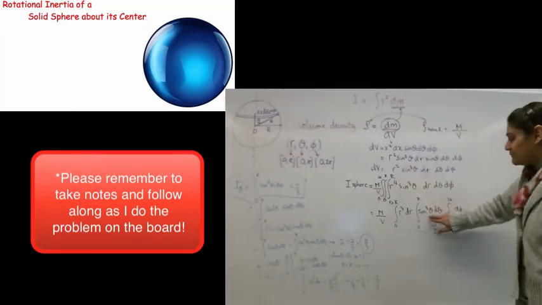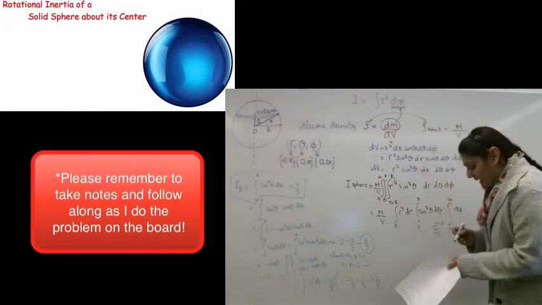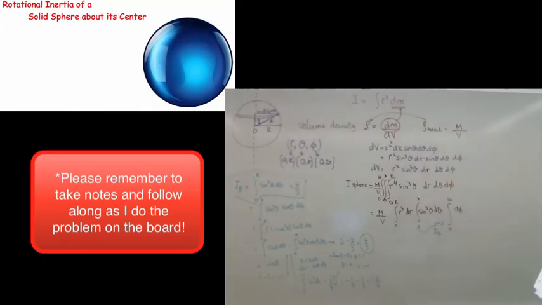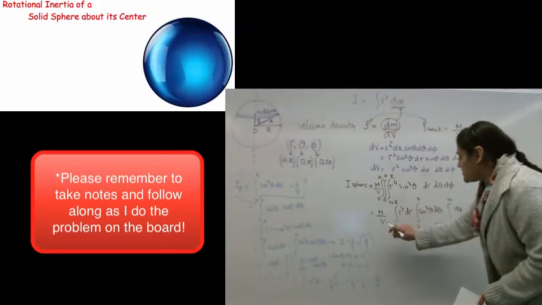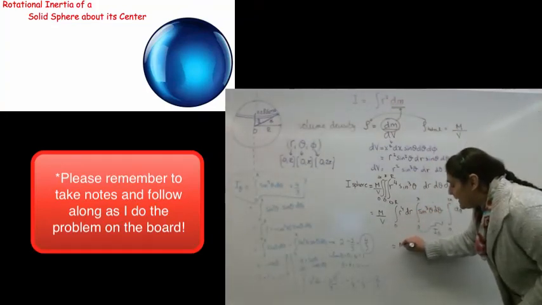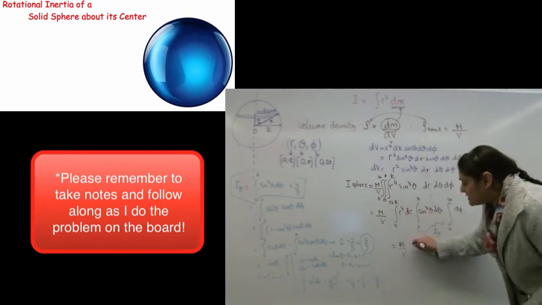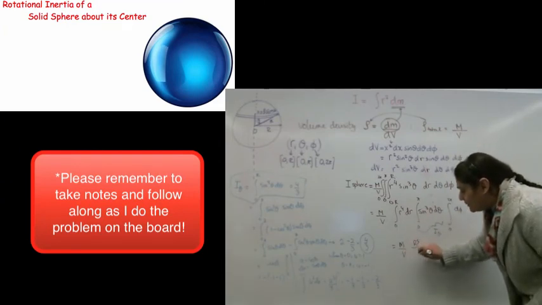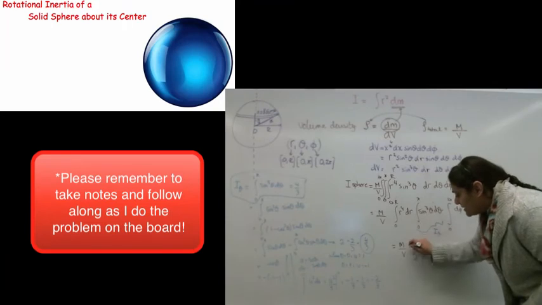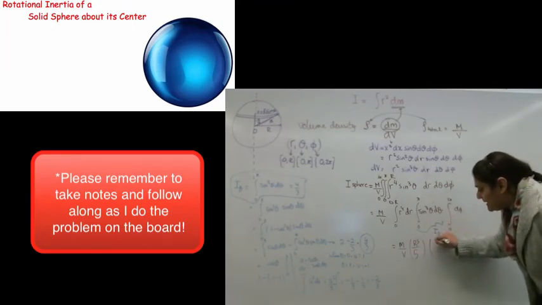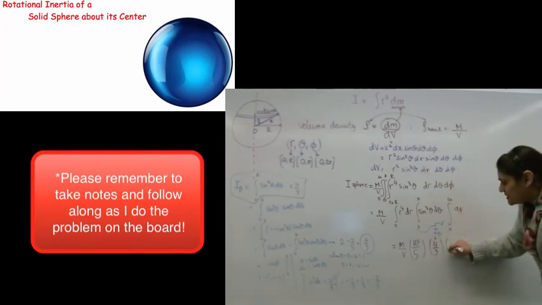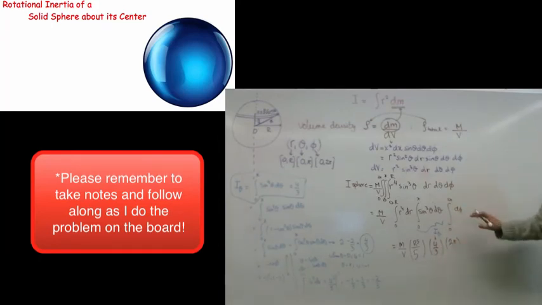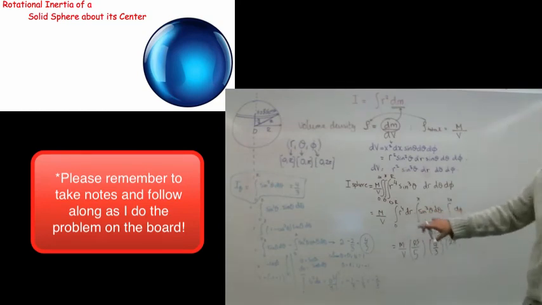And I'm going to plug that back into here. So I'm going to change markers again. Sorry about that, I dropped that. So this is going to be equal to m over v. This is going to be r^5 over 5, correct? This I theta gives me 4/3, and this integration gives me 2 pi. Right? So these integrations were easy. This was the hard one, and we actually did the whole derivation for that.